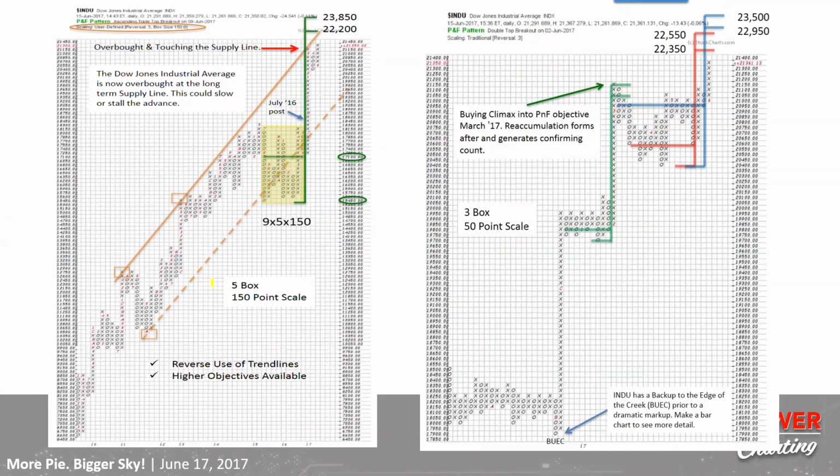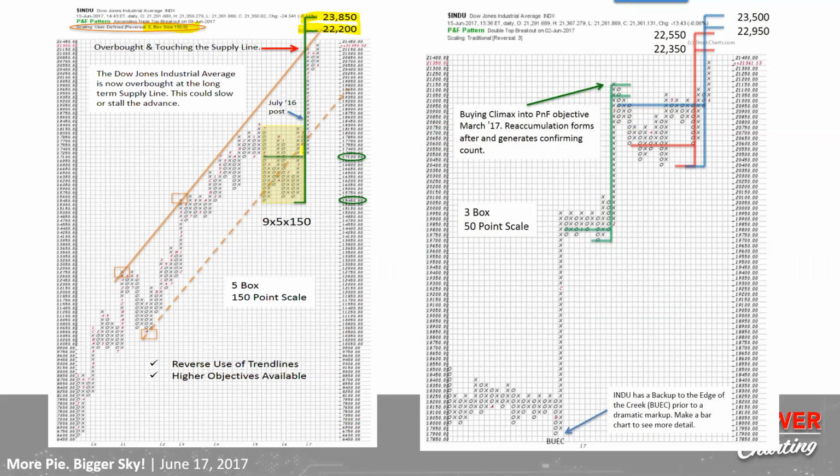So here, you'll see that we have different scaling and so on over here. Let's see, where are we? Right here. So you can see this is 5-box reversal, 150 point scaling. It gave us slightly different numbers, but it's the same count. So 22,200 up to 23,850.